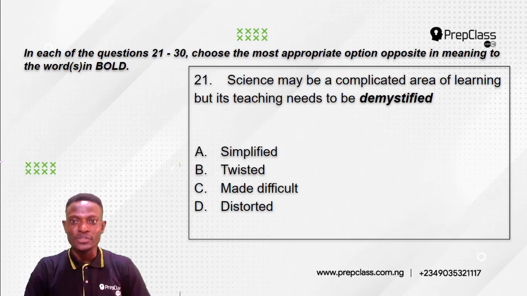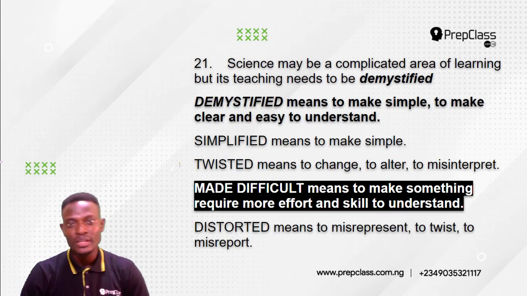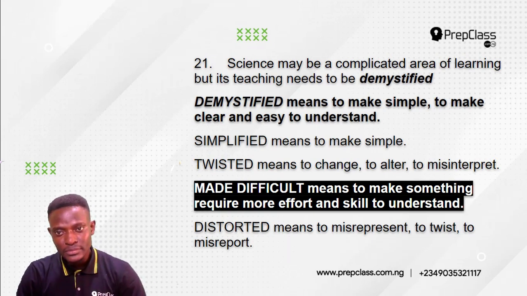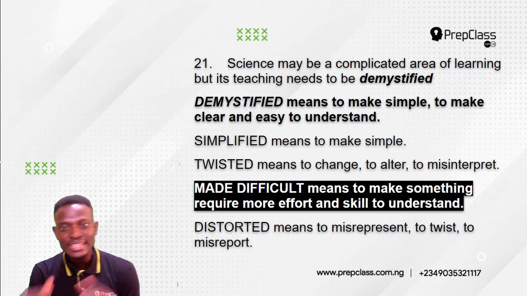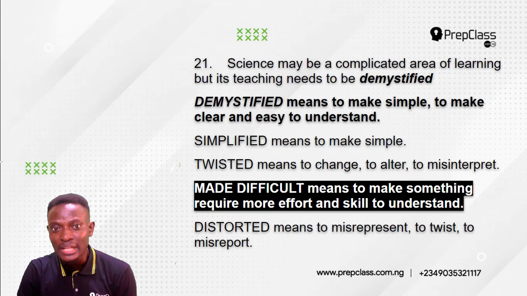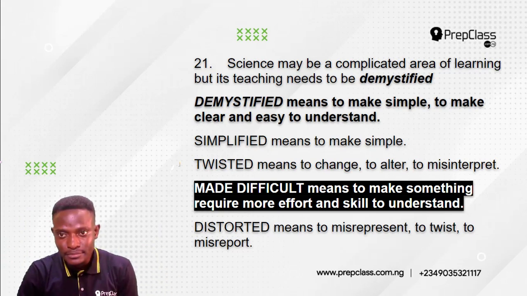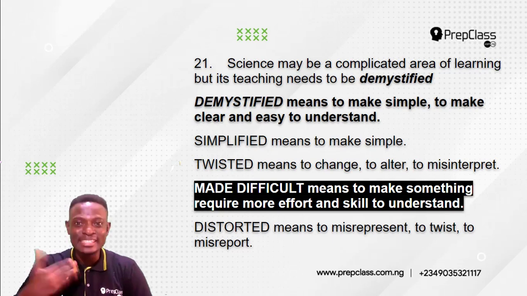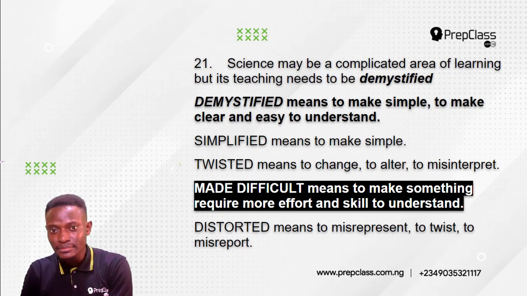So, which of these options is the opposite in meaning to demystified? First, the word demystified means to make simple, to make clear and easy to understand. So, science may be a complicated area of learning, but its teaching needs to be demystified. Its teaching needs to be made simple, to be made clear and easy to understand.